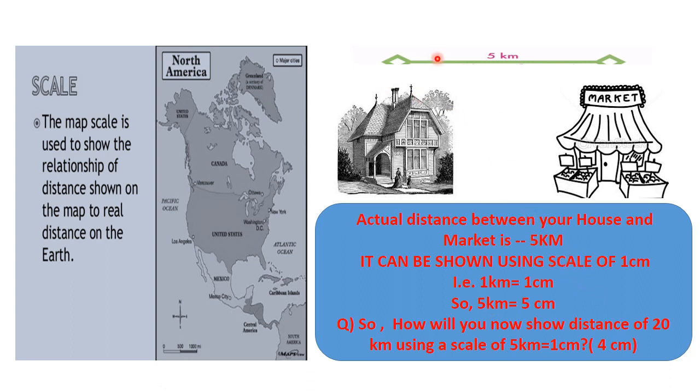I can use a scale of 1 kilometer equal to 1 centimeter. So if I draw 5 centimeters here, that will represent my 5 kilometers. Using this scale I can show the distance between my home and the market. Now suppose you want to show a distance of 20 kilometers using a scale of 5 kilometers equal to 1 centimeter. This scale is given to you and you have to show 20 kilometers. So you will draw a 4 centimeter long line, and this is the scale that you will mention. So a map scale is used to show the relationship of distance shown on the map to the real distance on the earth.